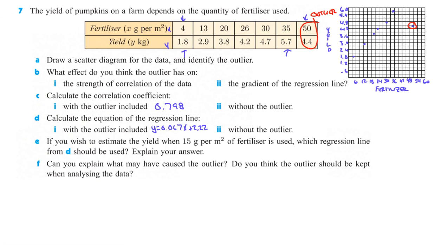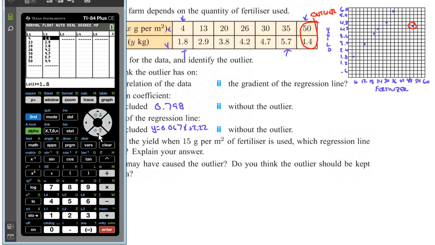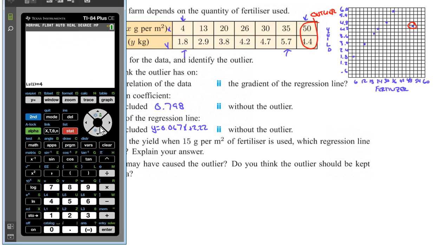Now we're going to go back in here into stat, edit, and get rid of the last piece of data because that's our outlier. We do that by pushing delete. Go over there and push delete. Clear, I've found, does not work. Stat, go over to calculate, go down to linear regression, and the calculator recalculates everything for us.